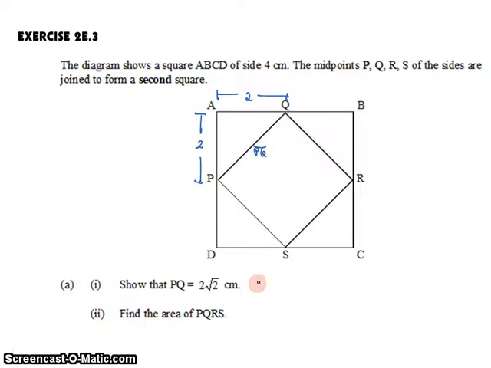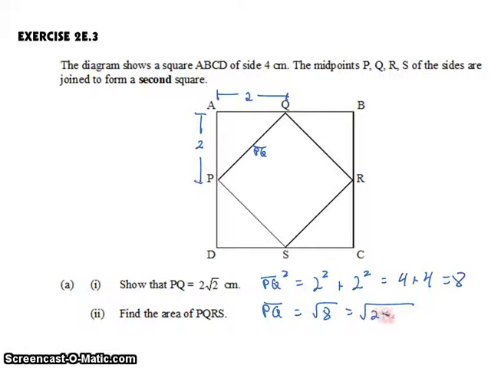Well, we'll use the Pythagorean theorem. PQ squared is equal to side squared plus side squared. That's 4 plus 4, that's 8. So PQ squared is 8, which means that PQ is the square root of 8, which is the square root of 2 times 2 times 2, which is 2 root 2. That's what we were asked to show.